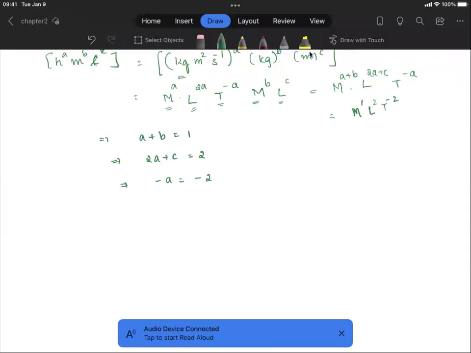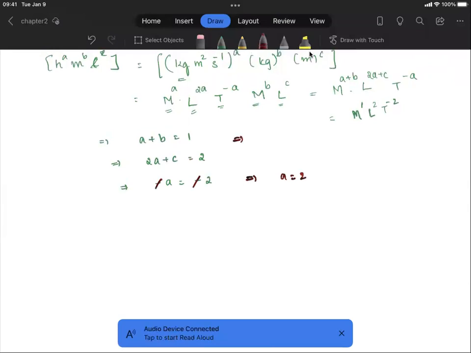So if we equate the powers on either side, this is what we get, right? So this would give us a equals 2, right? And so this would be 2 plus b equals 1, which implies b has to be -1. And this would be c has to be -2. So we actually proved that a is equal to 2, b is equal to -1, and c is equal to -2.